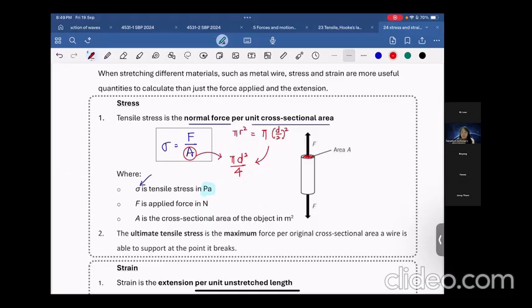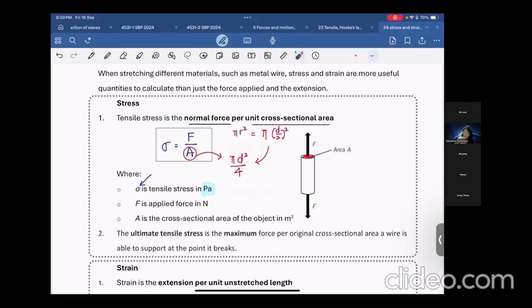Wesley, you get it? For this one, pi r square. But most of the time in our A level, they don't give you r directly. They give you d. So when we substitute d into the formula, it should be d over 2. So d square over 2 square becomes d square over 4. That's why I want to emphasize this, because most of the questions will trick you in this way.